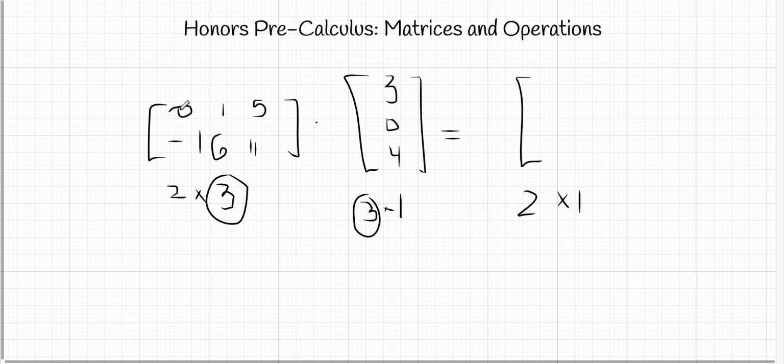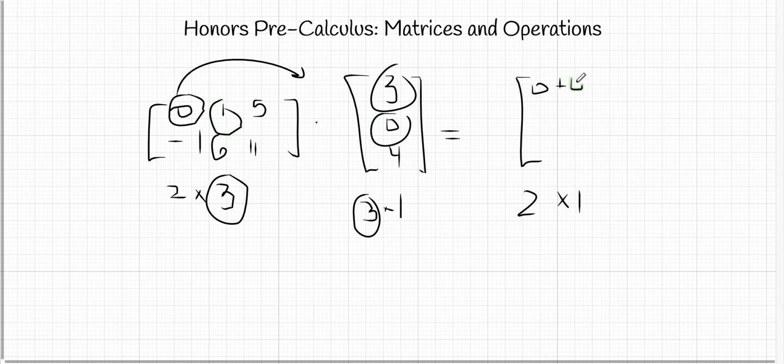How you would multiply them is basically, think of tipping it over a little bit. So you're basically tipping this over and multiplying each element by a consecutive element. So you do 0 times 3, which will give you 0. And then you do 1 times 0, again 0. And then you do 5 times 4, which will give you 20. You add all 3 of these up, and that'll be your first element.